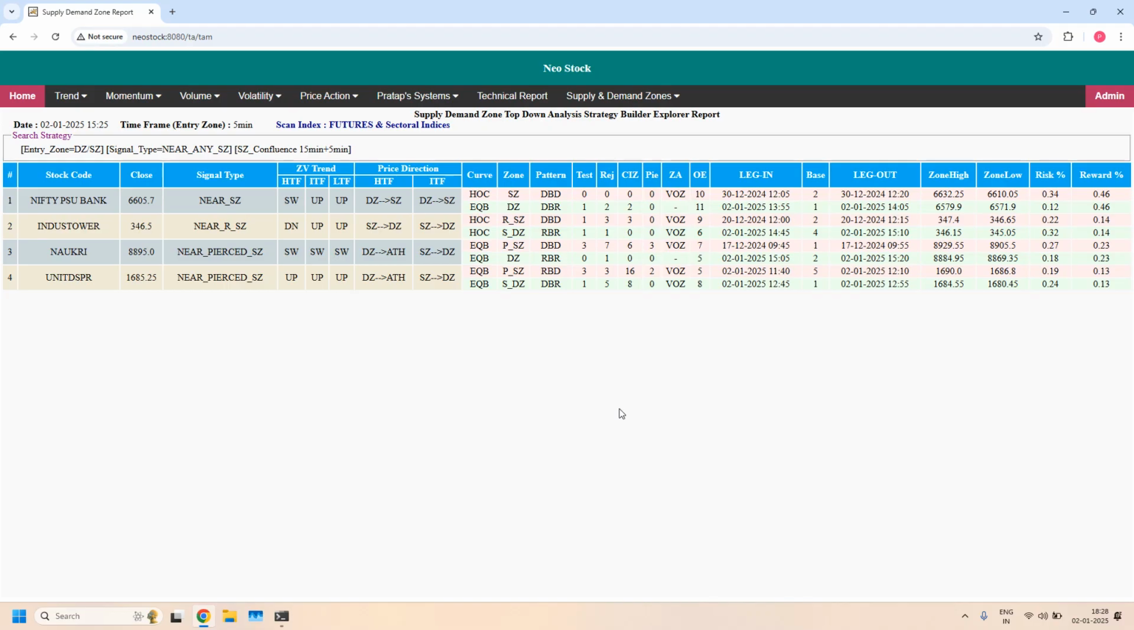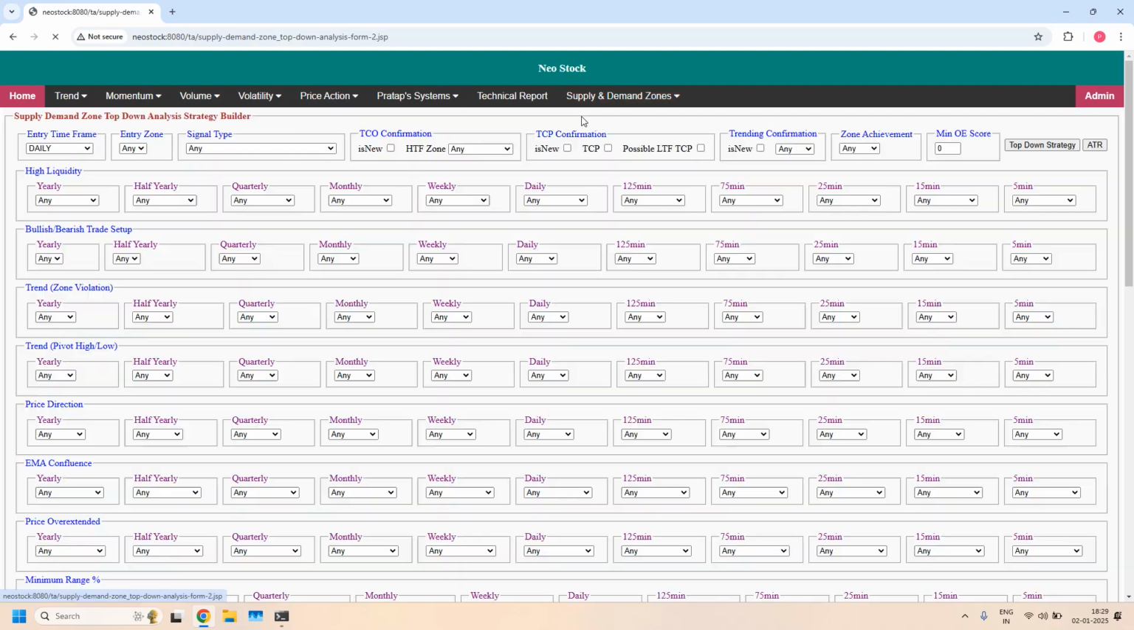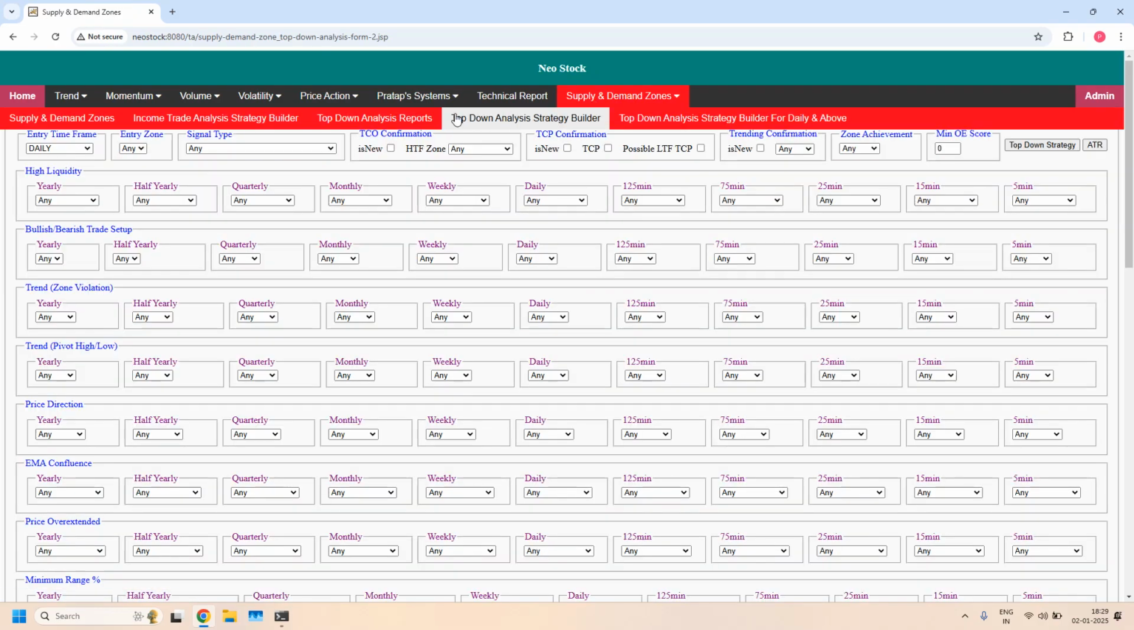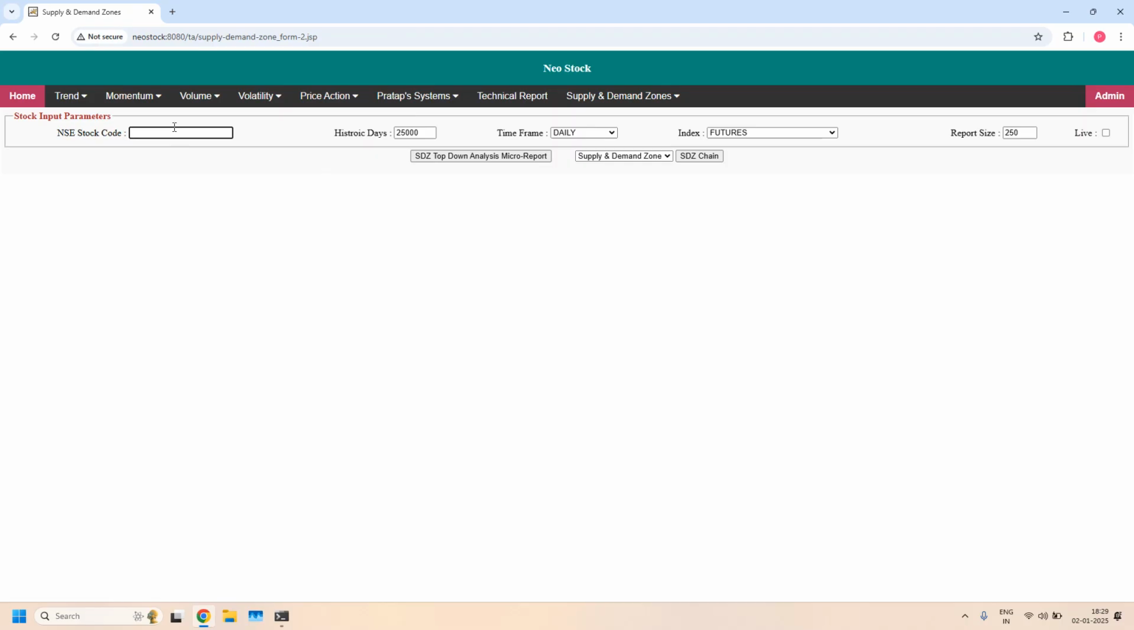Okay. These are the stocks near demand and supply zones for different time frames. Also, we identified daily and 75 minutes high liquidity zones. Now, let's generate a NIFTY and BANKNIFTY supply demand zone chain. Generating monthly supply demand zone chain for NIFTY.